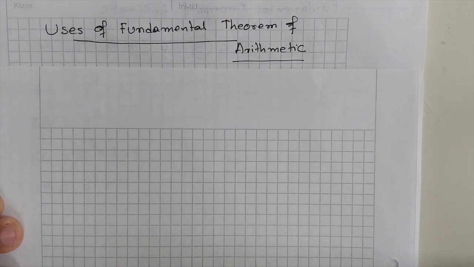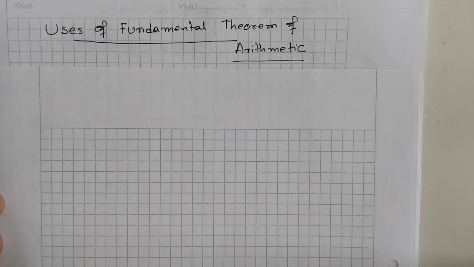What are the uses of the fundamental theorem of arithmetic? There are actually various uses of it. So let's just check the very basic one. The very first one is that this theorem can be used to find out the highest common factor or greatest common divisor and lowest common multiple.